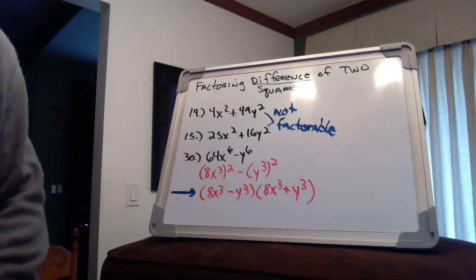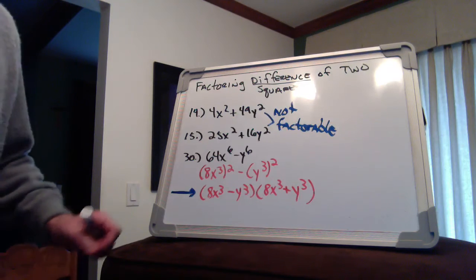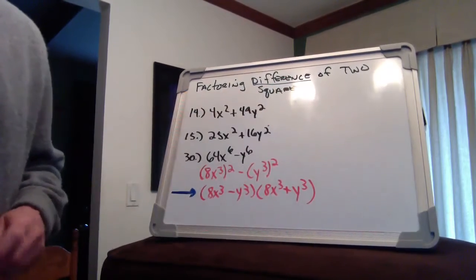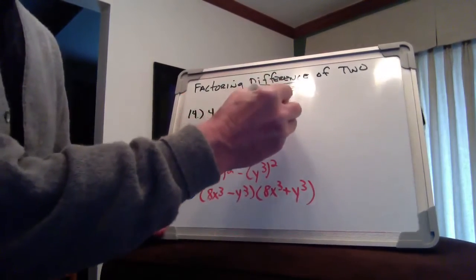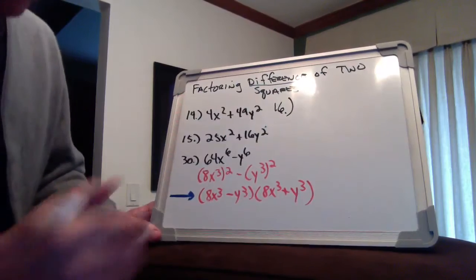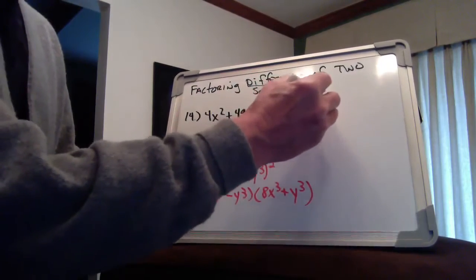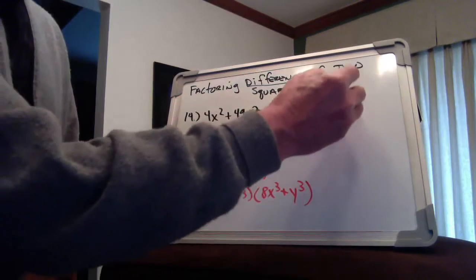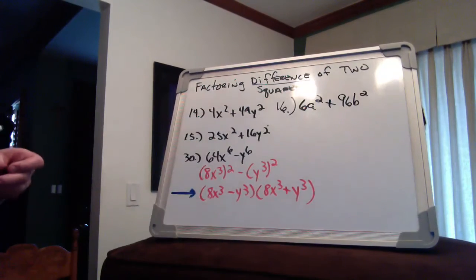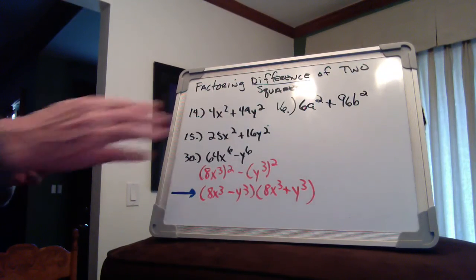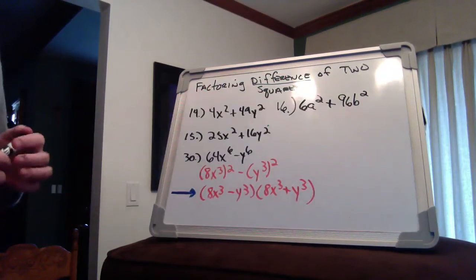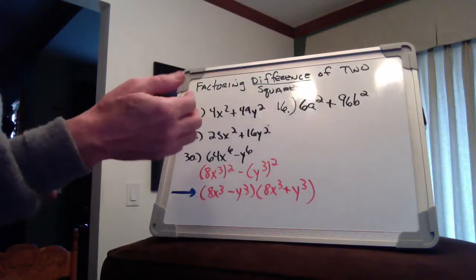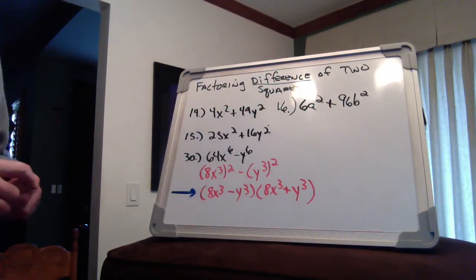Okay. Now, let me talk about 16. I forgot to put this one. I need to erase this. All right. Now, if you notice here, 6, 96, those are not perfect squares, and you also have a sum here. So you can't factor it as the difference of two squares.